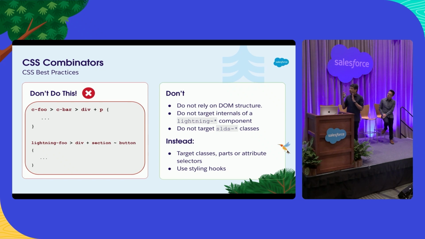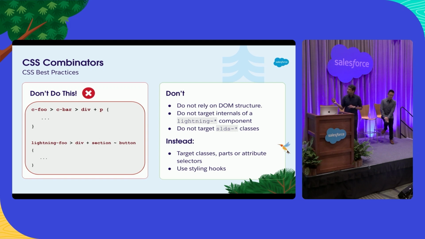And the DOM structure underneath can actually change for very legitimate reasons. There might be a new accessibility standard that comes out that requires a DOM change. There might be performance optimizations. There might be a bug fix, or maybe even a new feature that requires a DOM change. And all of these can just instantly break your component.